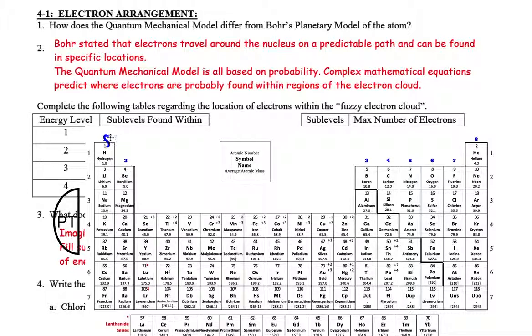The P section's here. This is P1. These guys all end in P1, all the way over to P6, right here. The D section's down here, D1 all the way over through D10. And the F section is down here, F1 through F14. So there's a lot of organization in this periodic table. And again, if you forget how many electrons are in each sublevel, just look. It's right there for you on the periodic table. All right.